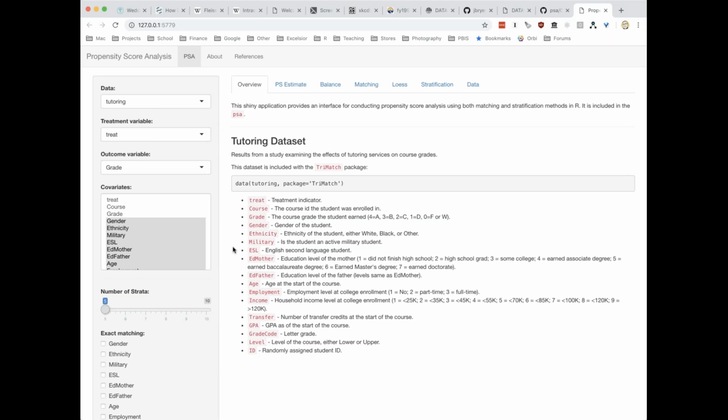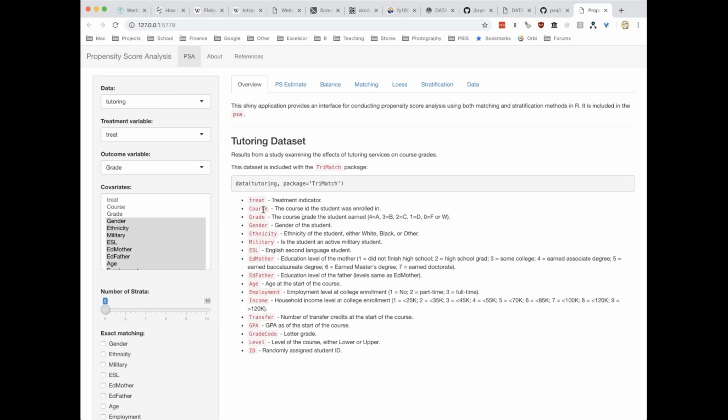And the way this works is you guys have most of the methods now to do this. And so here, this is a study that I did where I wanted to look at the impacts of tutoring services on students who chose to use tutoring and who didn't. And here's the whole set of variables in the data set.